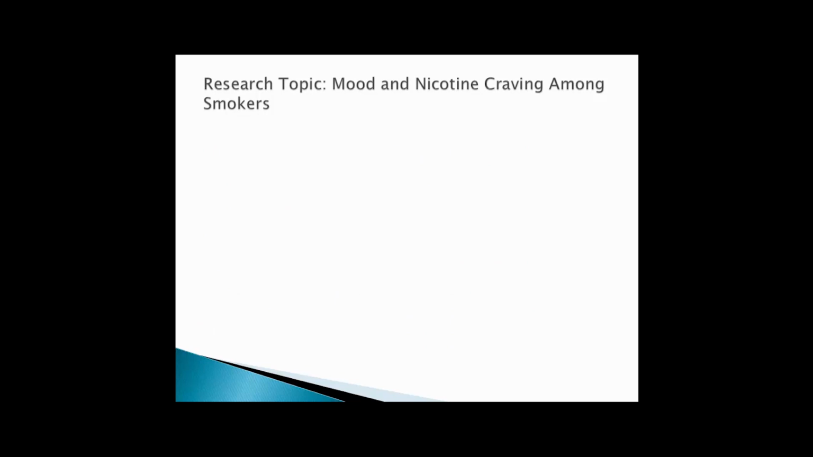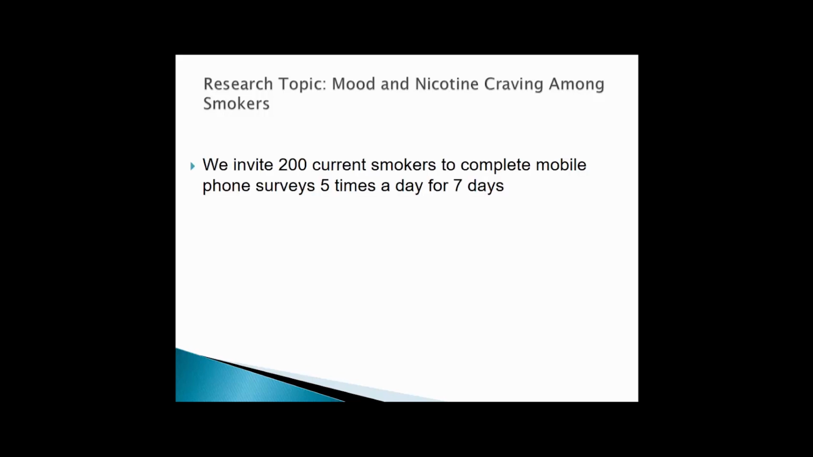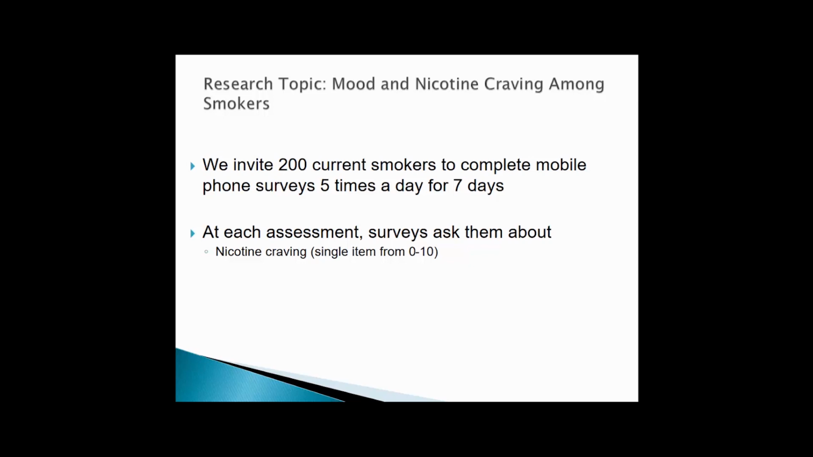So throughout this talk from here on, I'm going to use the example of mood and nicotine craving among smokers. I'm going to be talking about a study that is a fake data set, but the data set was generated with this sort of study design in mind. Let's say that we invited 200 current smokers to complete mobile phone surveys about 5 times a day for 7 days. At each assessment, let's pretend that we asked them about their nicotine craving, which varies on a scale from 0 to 10 at that moment, with 0 being low and 10 being high craving.